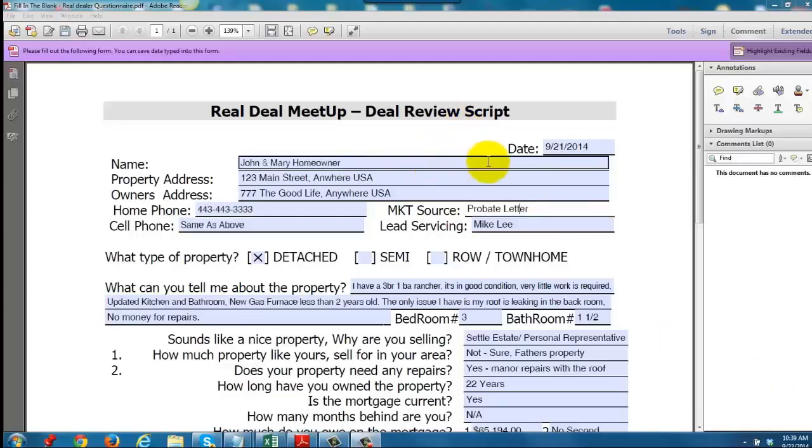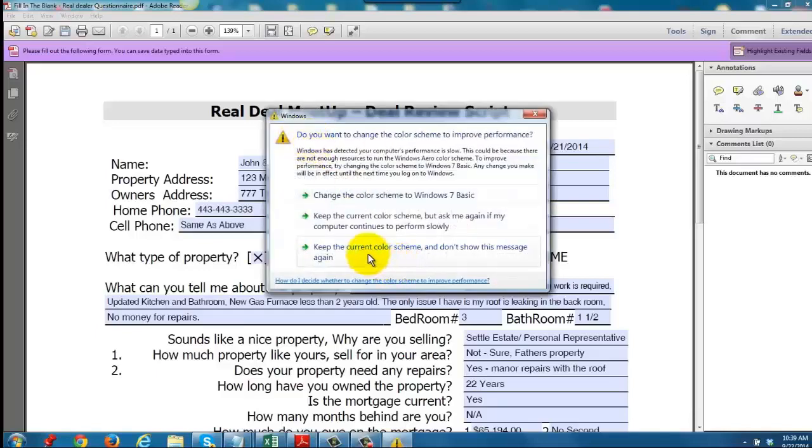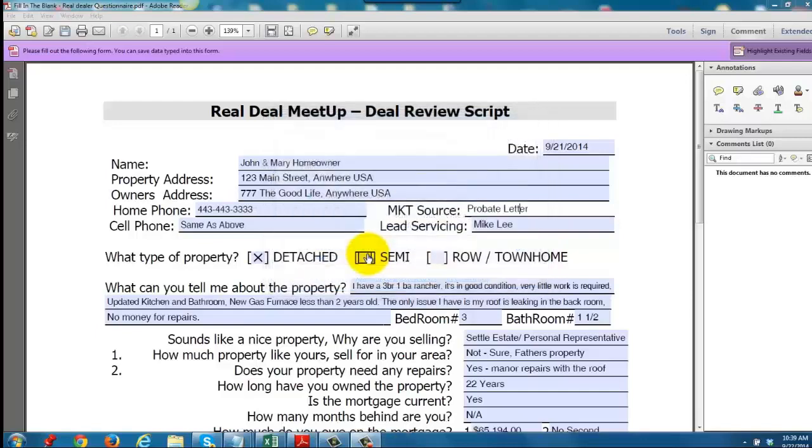The top part of the script is basically the property details, where it consists of the property address, owner's name, phone number, and so on. This part right here is pretty much self-explanatory. What I want to delve into is what I like to call the meat and potatoes of this script, which starts off with the question, what can you tell me about the property?